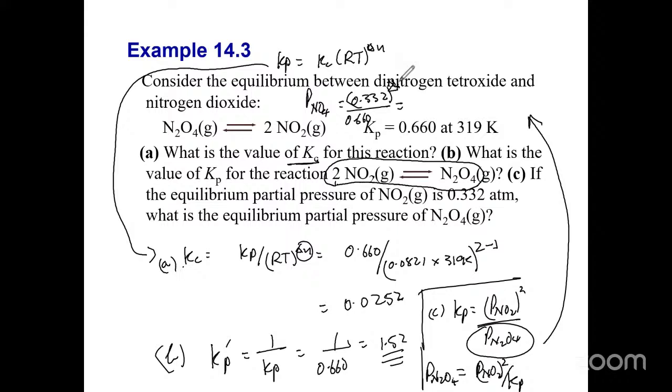Divided by 0.660. So according to my calculations, this works out to be 0.0554. And that would be the answer for the C part. Okay, I'm sorry for the jumbled mess in this case. I just didn't have enough space to write everything out neatly, all right?